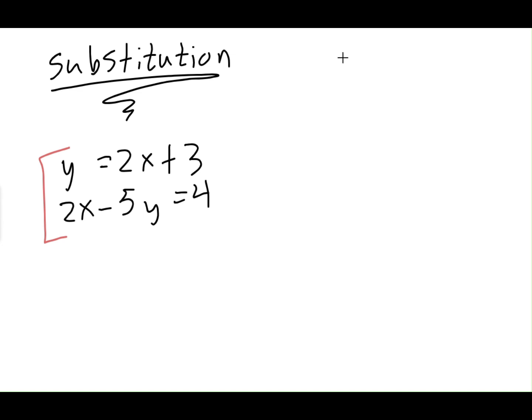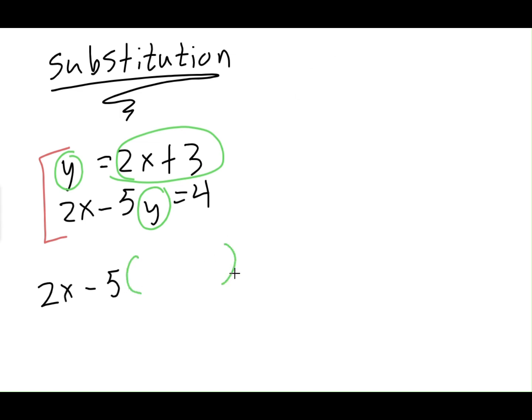So substitution says that, hey, y is equal to 2x plus 3. So everywhere we see a y, let's just replace it with 2x plus 3. So in the second equation, I'm going to have 2x minus 5 times y is equal to 4, but I'll replace y with that 2x plus 3. We can do that because, well, y is 2x plus 3. It's the same thing.